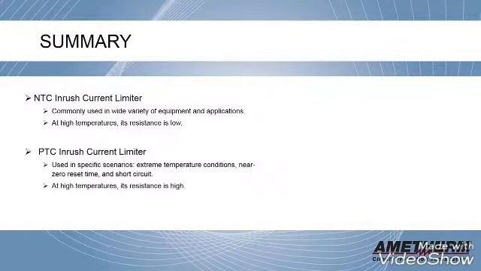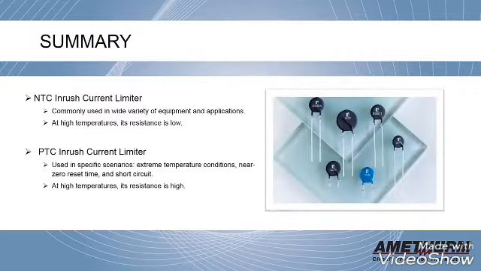In conclusion, an NTC inrush current limiter is commonly used in a wide variety of equipment and applications. At high temperatures, its resistance is low. On the other hand, a PTC inrush current limiter is used in specific scenarios, such as extreme temperature conditions, near-zero reset time, and to prevent short circuits. At high temperatures, its resistance is high.